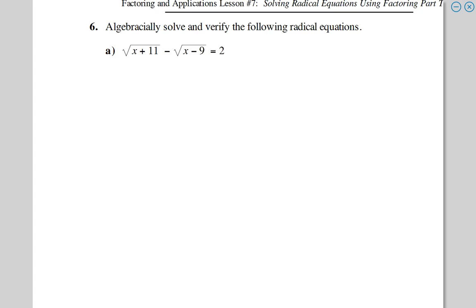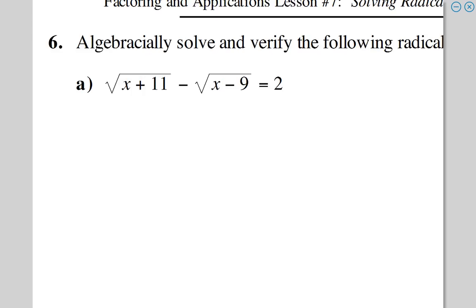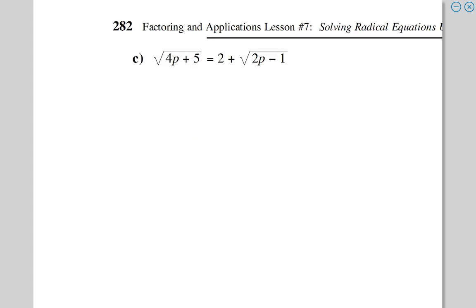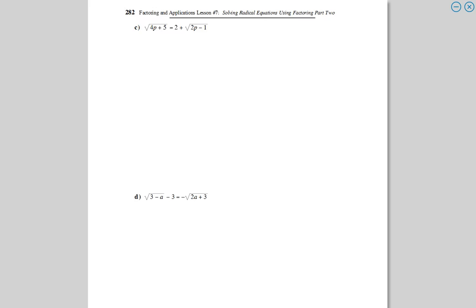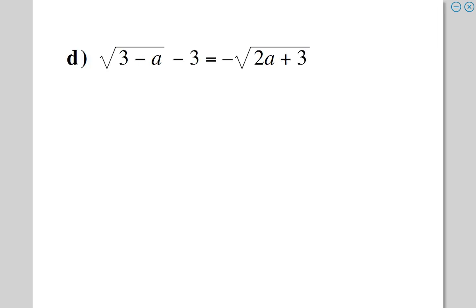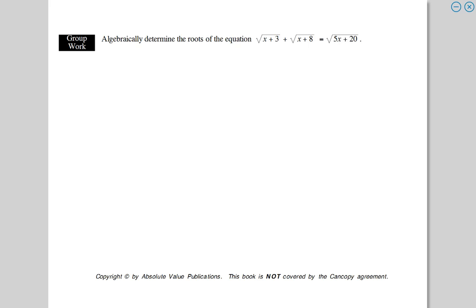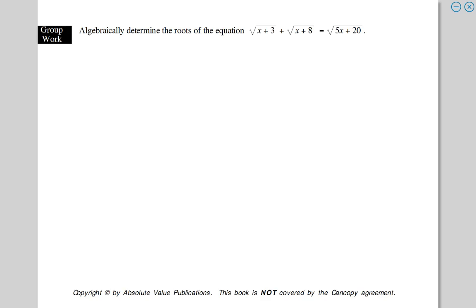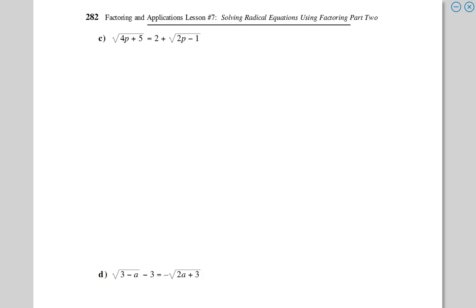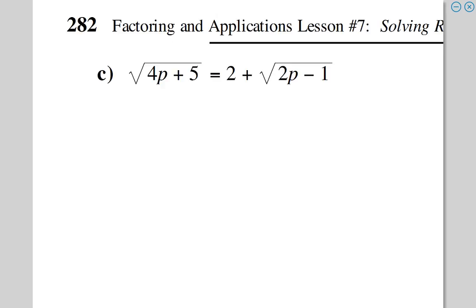Before we do the second one, what would you do for the first one? Yeah, you have to have a radical on either side. It's just a tad bit easier. This one was on the quiz. Why don't we do this one? Okay, let's just do 282, question C.